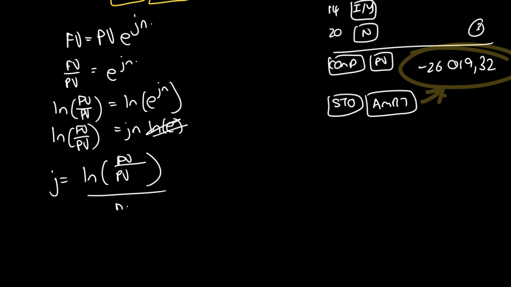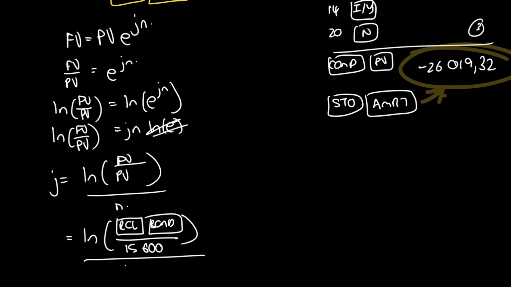And now we can just put our values into our financial calculator. So that's going to be ln, and we're going to recall the future value, and it's going to be a positive value. We've stored it as a positive value, so we just recall B. It's recall B because we stored it at the variable B place, divided by our 15,600, and then our n, which is 2.5.